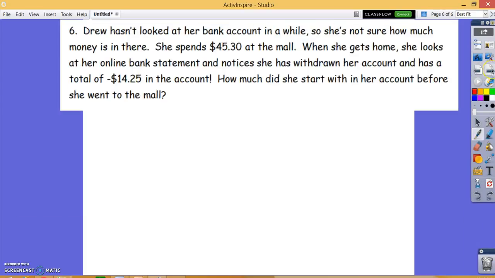Okay, next. Drew hasn't looked at her bank account in a while, so she's not sure how much money is in there. She spends $45.30 at the mall. When she gets home, she looks at her online bank statement and notices she has withdrawn her account and has a total of negative $14.25. How much did she start with? She's going to start with less than $45. That's my hint there.